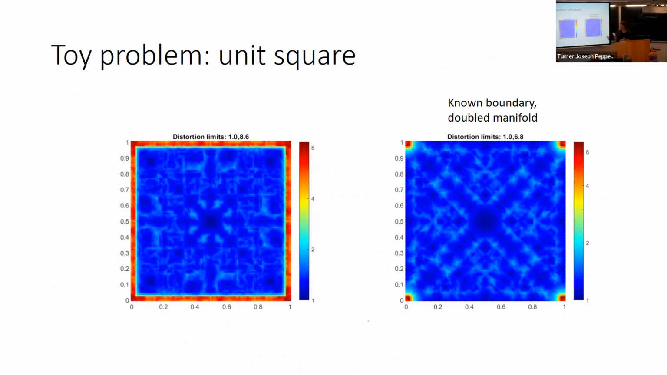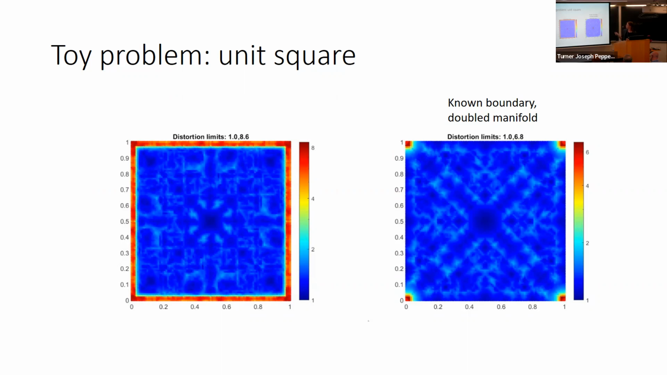to eigenvectors. And in the case on the left, we don't know what the boundary is, and we can see that there is higher distortion on the boundary compared to internally within the square. But if we do know what the boundary is, then we remove distortion along the boundary aside from the corners, which are still problematic.